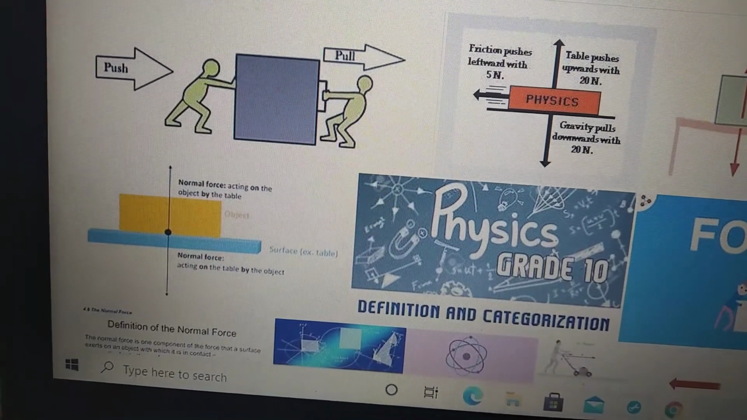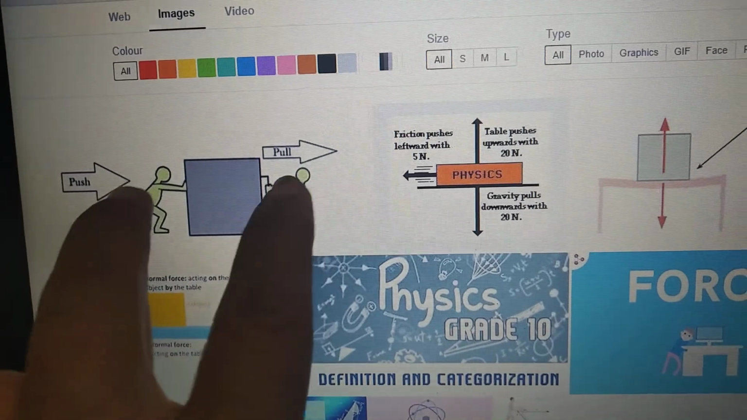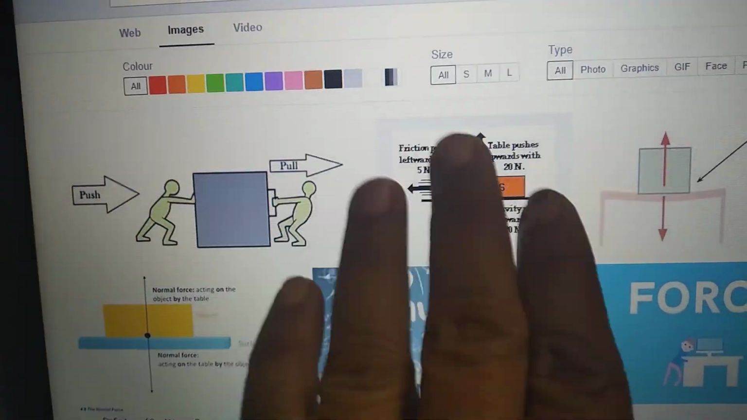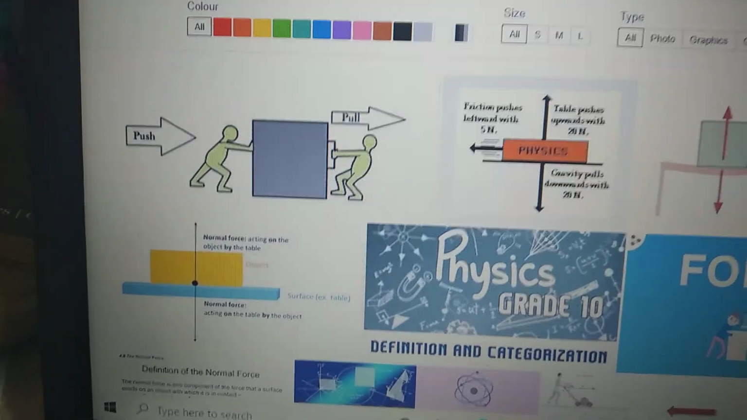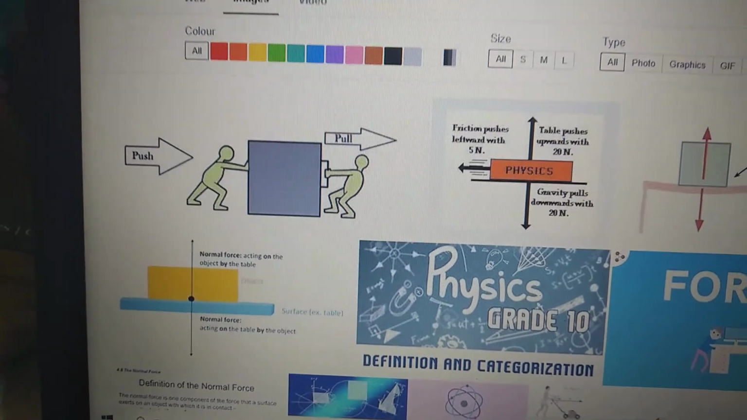Push a table with pressure. You can see the table moves away from you. So by these two actions, it is possible to move this object from one place to another place, isn't it? So by pushing or pulling, you are applying force on an object.